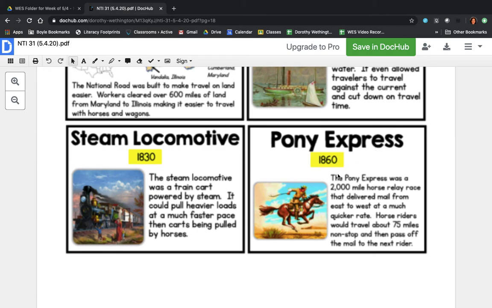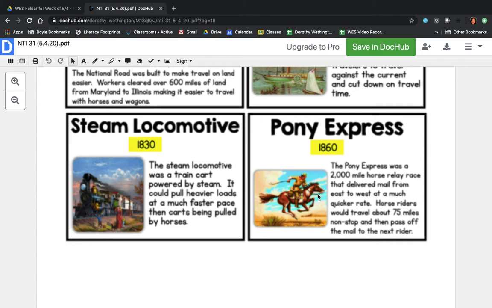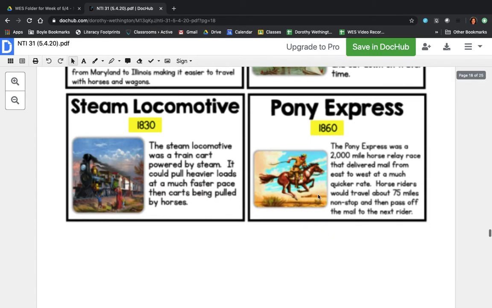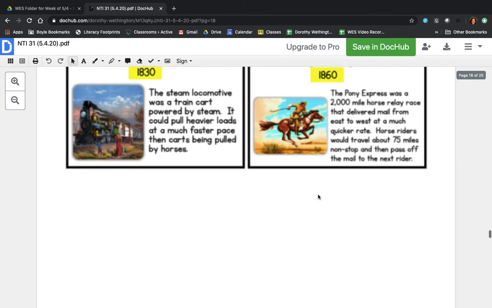Pony Express, 1860. The Pony Express was a 2,000-mile horse relay race that delivered mail from east to west at a much quicker rate. Horse riders would travel around 75 miles nonstop and then pass off the mail to the next rider.